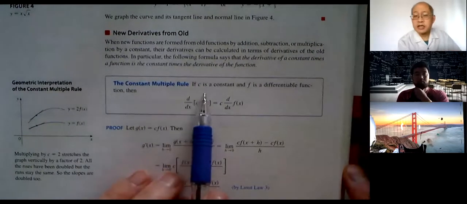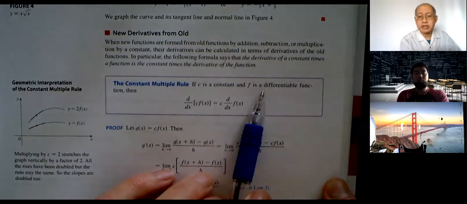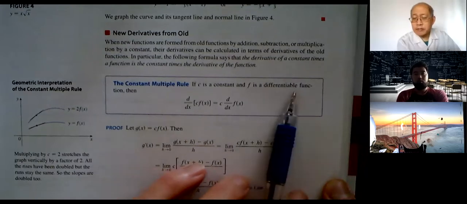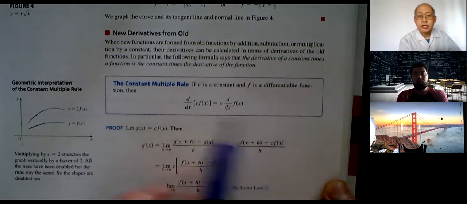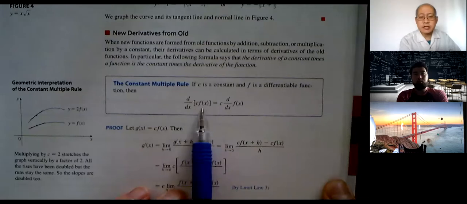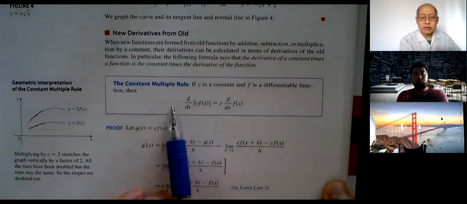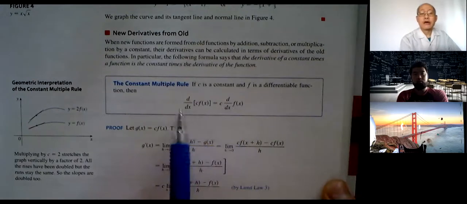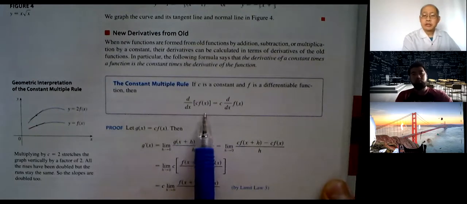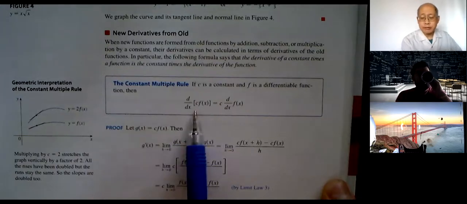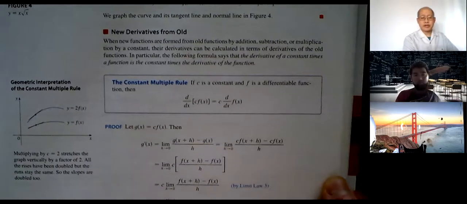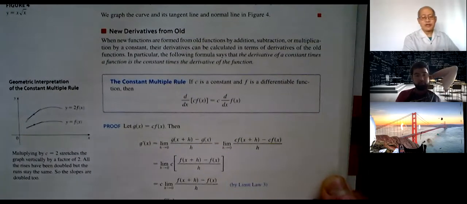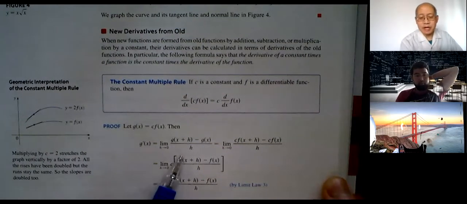If you have a constant times a differentiable function, (differentiable means you can take a derivative), what's the derivative of c f of x? You can take the c out. C passes out in front. So c times d dx of f of x. If you have a number times a function, the derivative is the number times the derivative of the function. They actually go through a proof of this. The proof is not that big a deal, but I'm not going to show it to you.